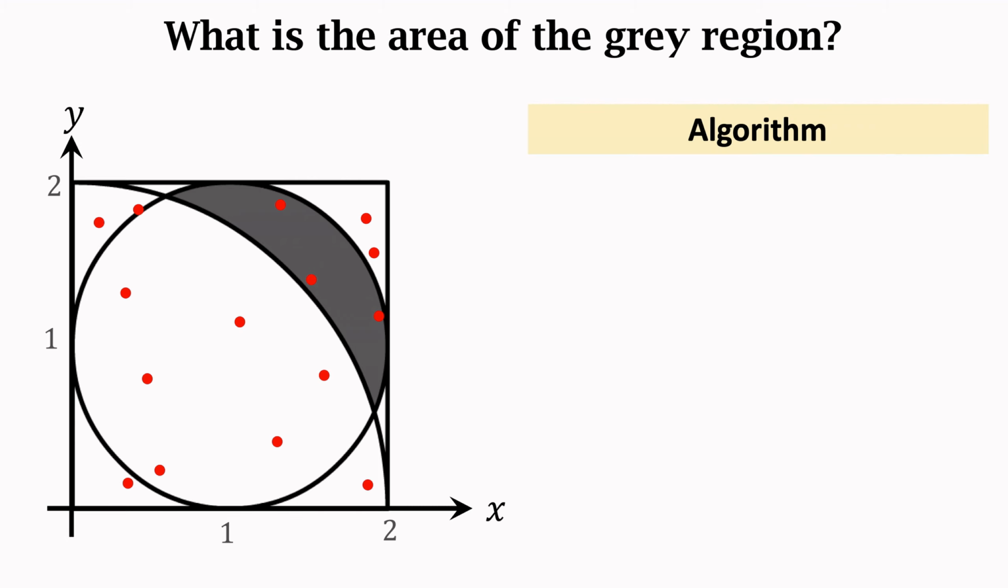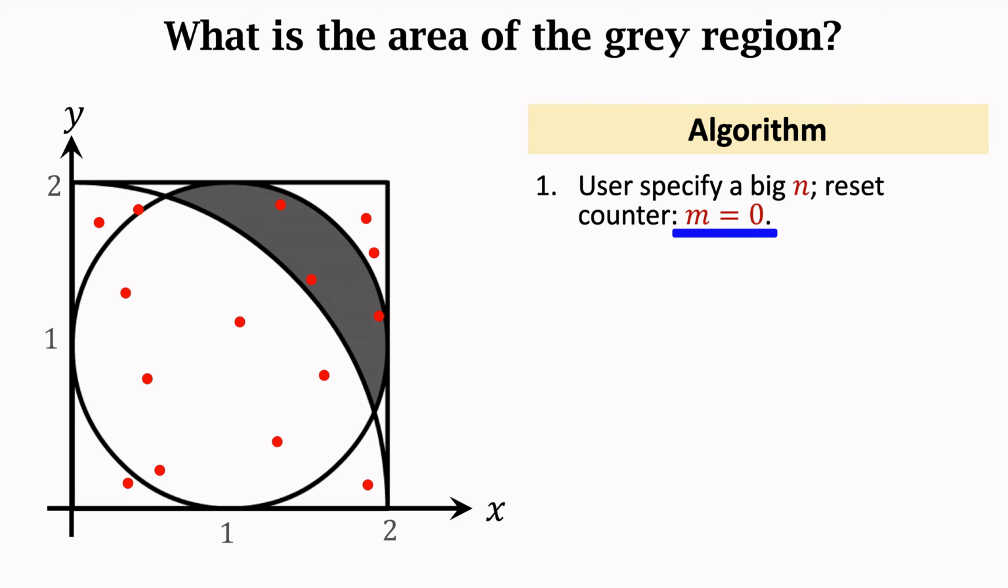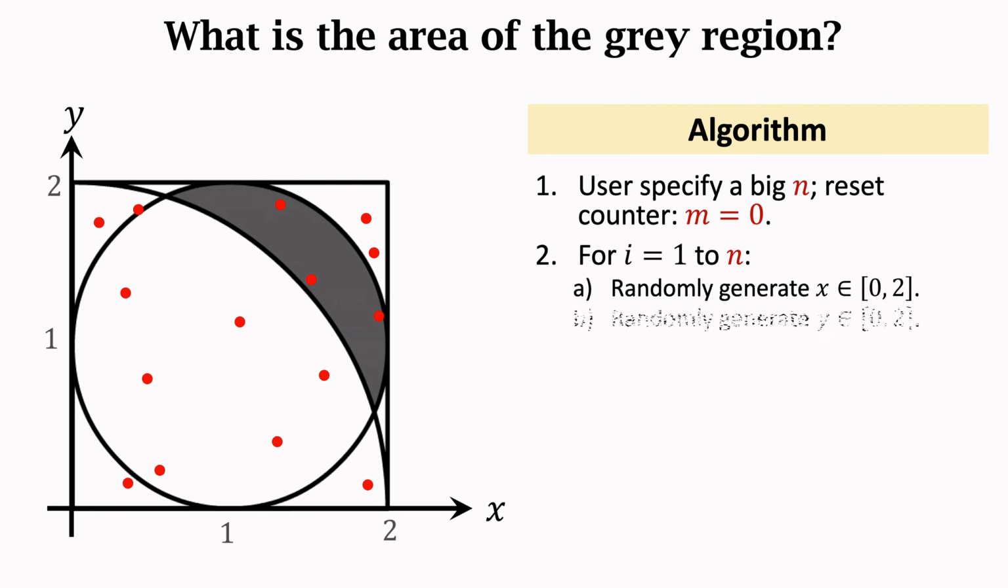I'm going to explain the pseudocode. First, specify the number n. Bigger n will make the result more accurate, but it will incur heavier computation. m is a counter. Initially, reset m to 0. Secondly, repeat the simulation n times. Uniformly sample x and y from the interval between 0 and 2. Equivalently, the point (x, y) is uniformly sampled from the square.